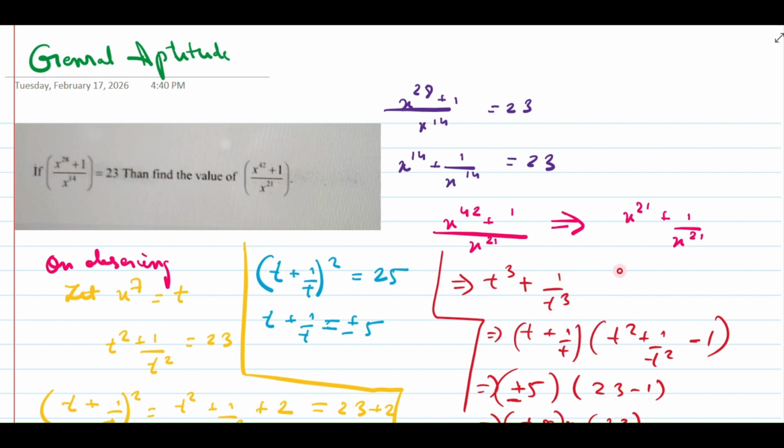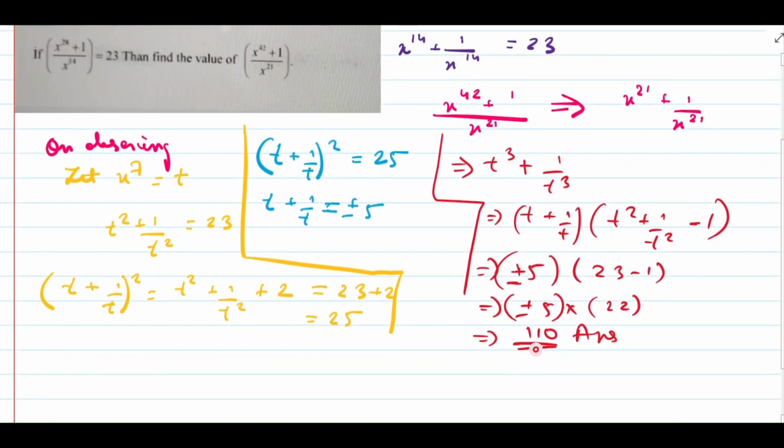We put in the formula a cube plus b cube is equal to a plus b bracket a square plus b square minus ab. So I put this formula here, t plus 1 by t bracket t square plus 1 by t square minus 1, and here I put the value plus minus 5, because if the answer is negative then it should be negative here. Then I calculated it, and I can see from here the value clearly comes out to be 110, and this is our final answer.